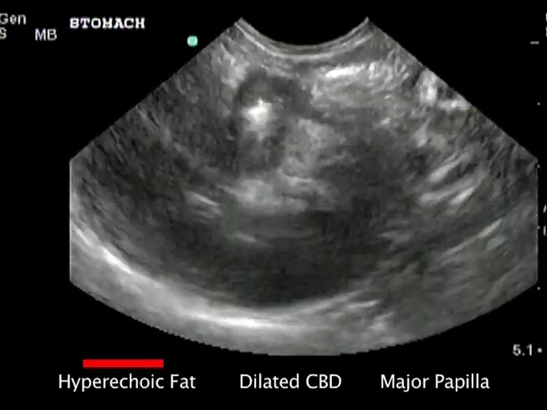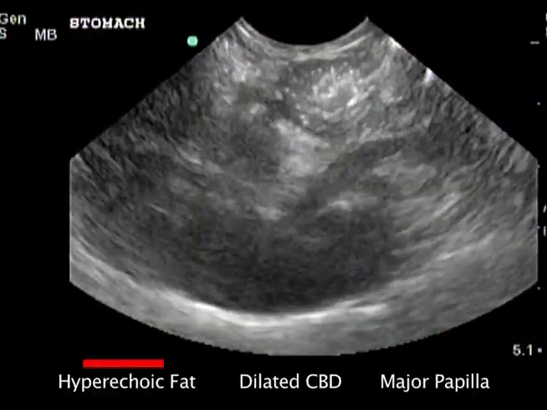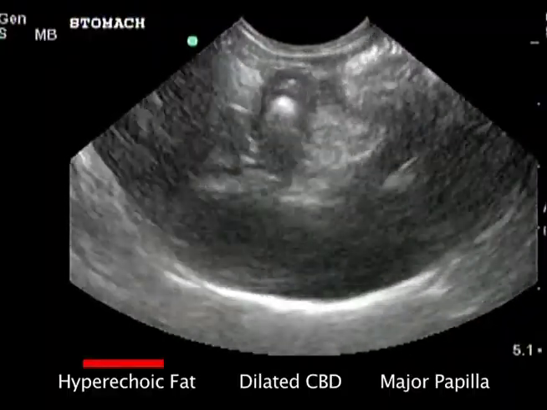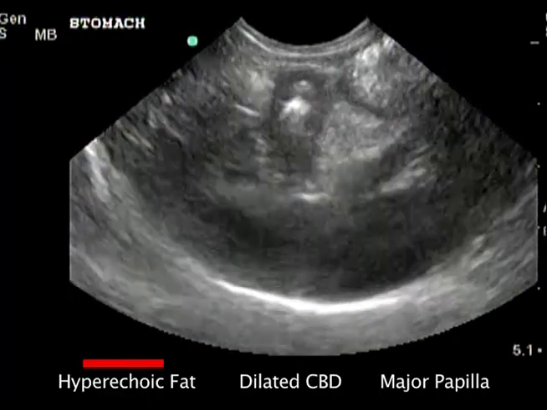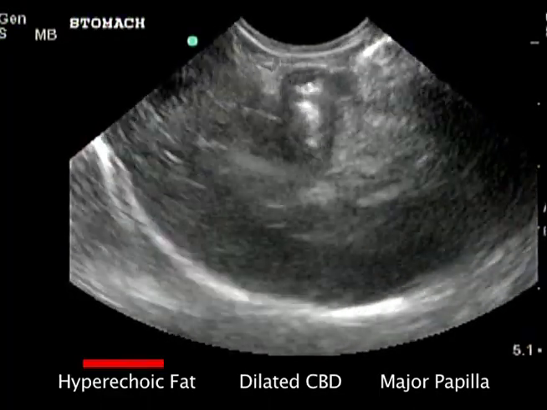Note the hyperechoic abdominal fat around the stomach and between the stomach and liver in this 11-year-old Yorkie with multicentric lymphoma.